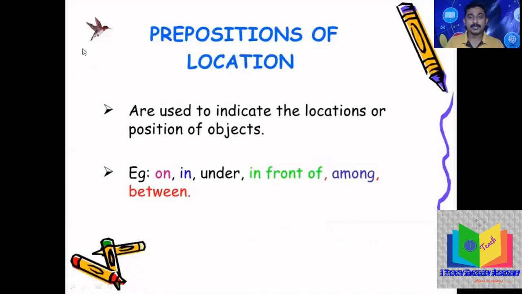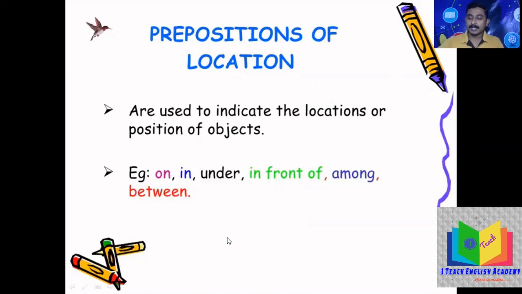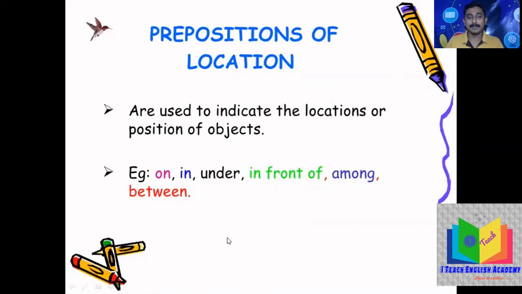First, let us learn prepositions of location. Prepositions of location are used to indicate the locations or position of an object. For example, there is a pen on the table. It shows the location, where is the pen or the position of the object. Examples: on, in, under, in front of, among, between. These are a few prepositions of location.